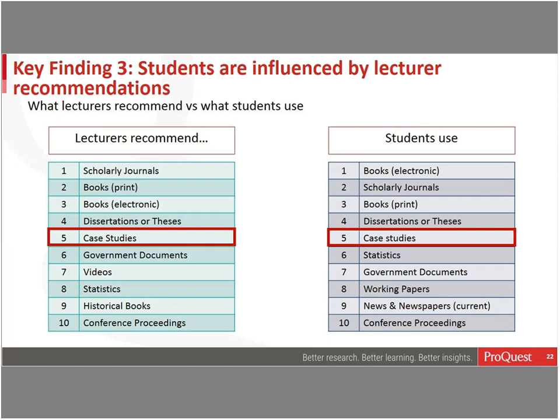So by and large, very close alignment. What lecturers recommend is in the green table on the left, and what students use is on the grey table on the right. Top 4 very similar across both groups. The value of case studies, unsurprisingly, is much higher here. Lecturers are recommending it, students are using it. This often comes through in conversations with lecturers and students, so it's no surprise to see it so high on the list. Also, things like government documents and conference proceedings are both often recommended by lecturers and well used by students.